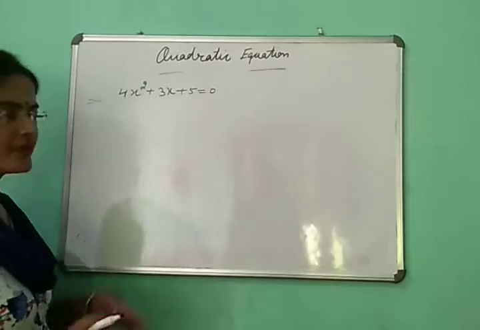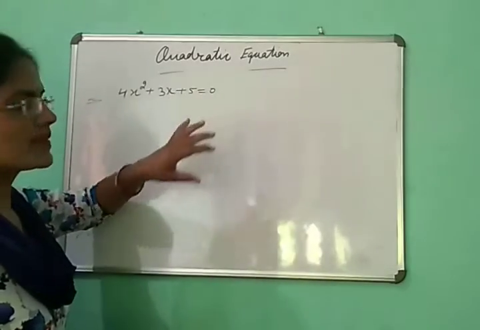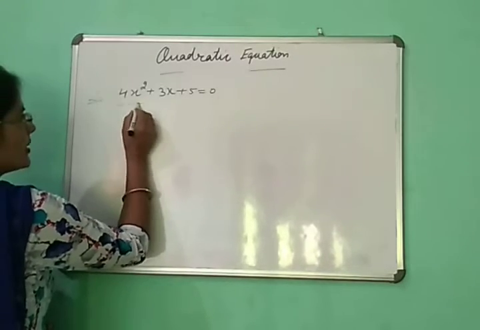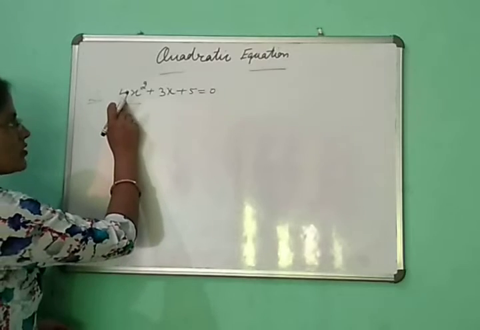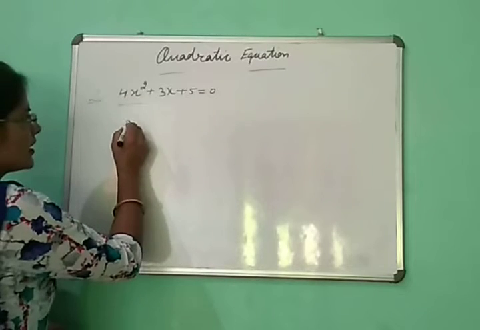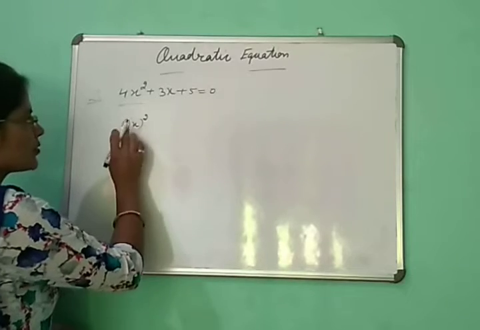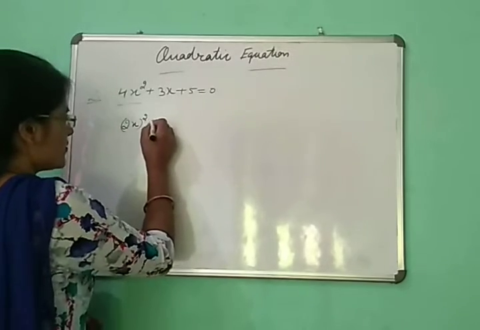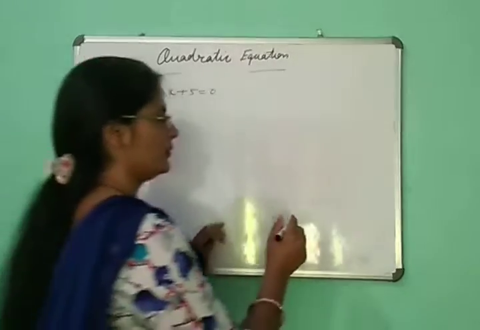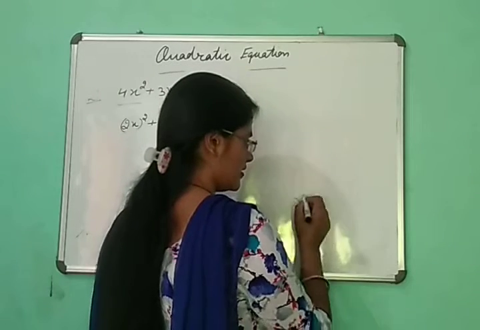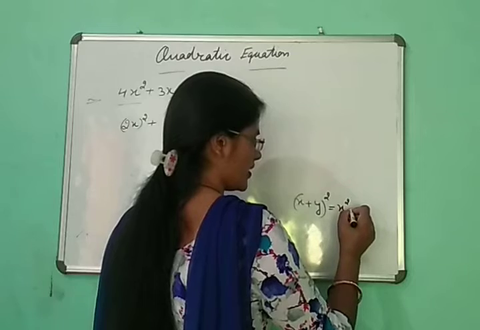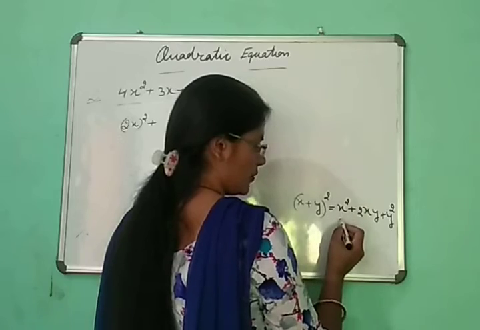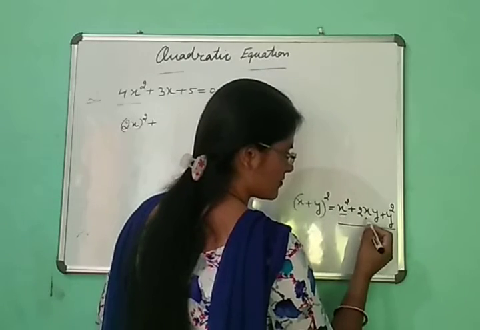Our next example is this: 4x square plus 3x plus 5 is equal to 0. In the complete square method, what do we have to do? We have to make the first term a whole square. This is 4x square, so we can write here (2x) whole square. When we open this, 2 squared gives 4x square. This term becomes a whole square. Plus, we know our formula: (x + y) whole square is equal to x square plus 2xy plus y square. So from this, we know what the value of x is and what the value of y is.